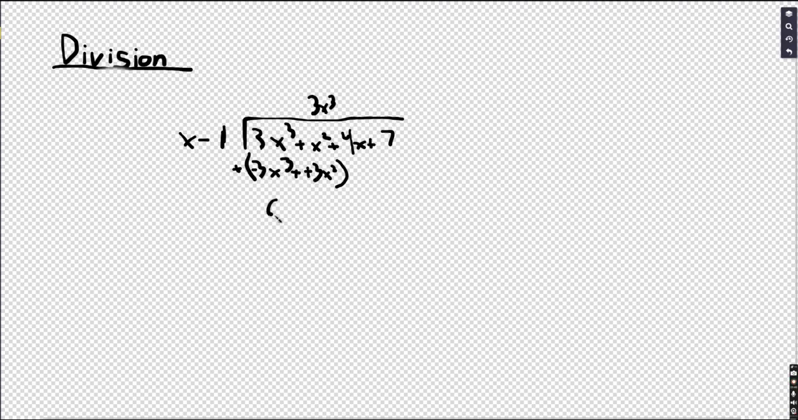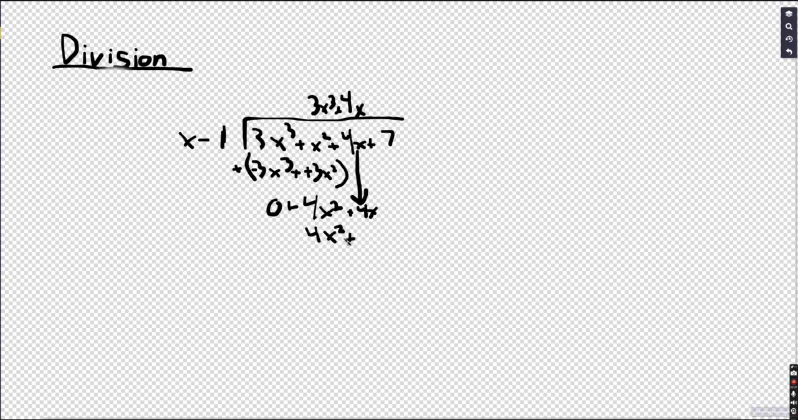Now these cancel out. 3x cubed minus 3x cubed is equal to 0, and x squared plus 3x squared is 4x squared. So now let's find the next one. How do we match 4x squared? Well, we multiply x by 4x. 4x squared, and remember, we bring down the 4x, so we get plus 4x.